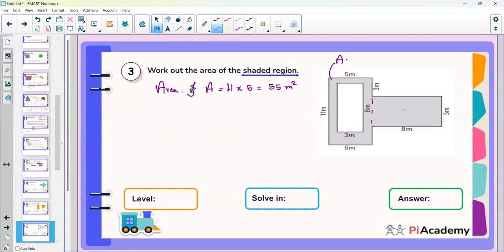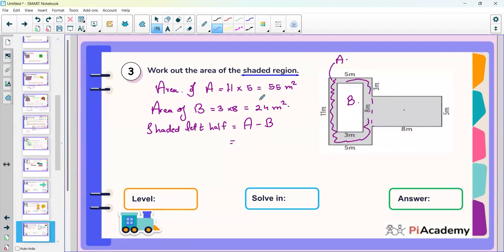Then in this region, you have this pathway sort of thing, right? Inside this pathway, you can see another rectangle. Let's call this B. What is the area of rectangle B? 3 times 8 is 24 meters squared. So what will be the area of the shaded left half? This would be A take away B, right? So this will give us all this area. Now, A take away B is how much? 55 take away 24 is 31 meters squared.